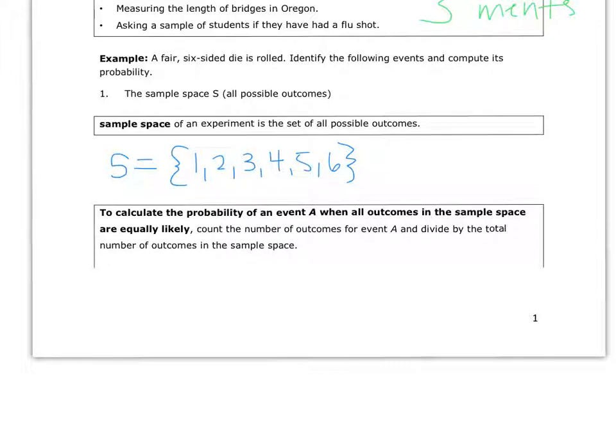All right, next thing we want to do is calculate probability. So if we want to calculate the probability of an event occurring when all the outcomes in the sample space are equally likely. So that is like rolling a fair die. It's equally likely that we're going to get any one of those values when we roll a die. So to come up with a probability, we count the number of outcomes in a particular event, and then we divide that by the total number of outcomes in the sample space.